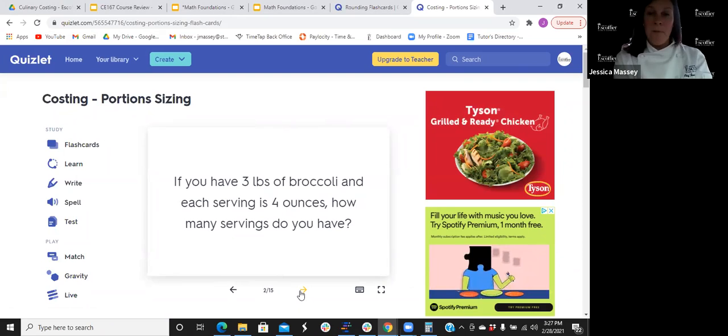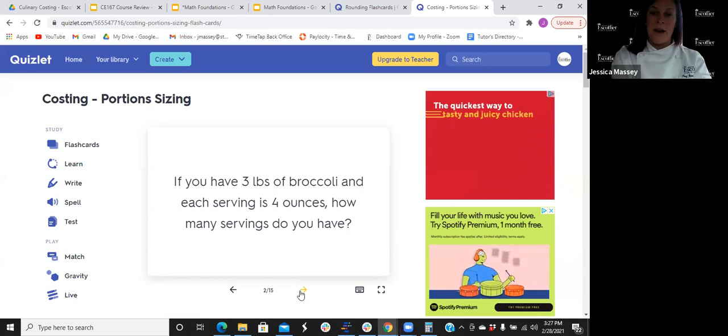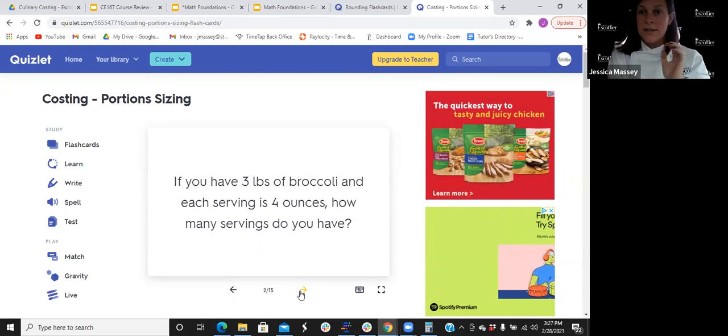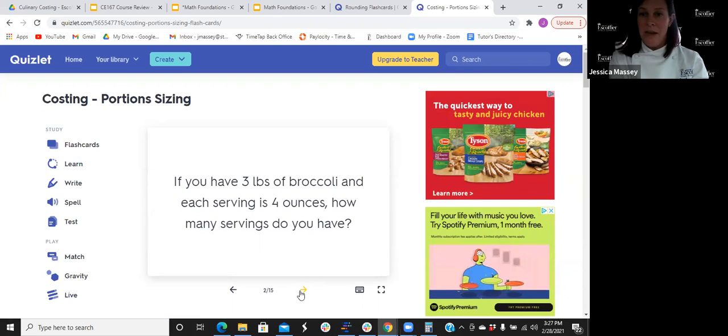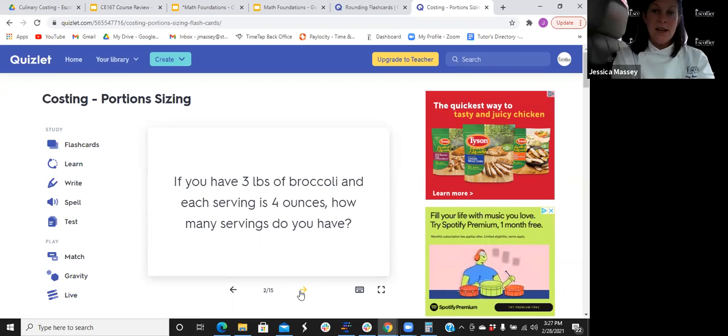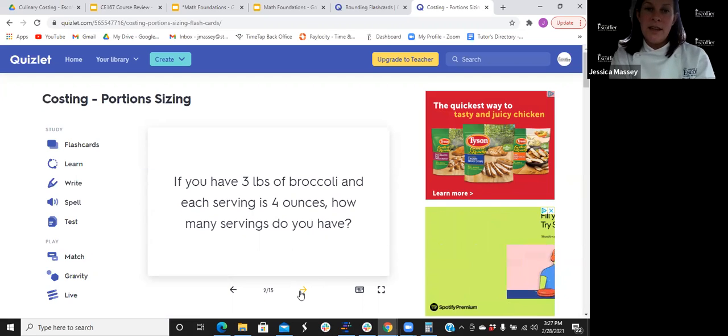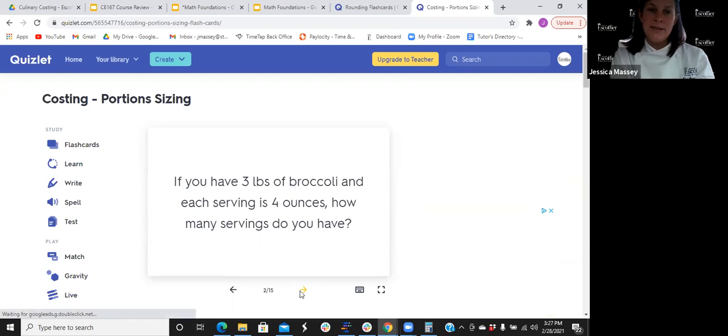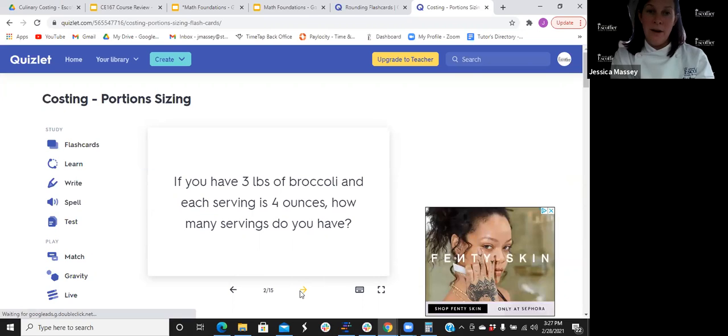So let's try a couple more problems before I open it up to questions. I hope you guys can still hear me okay. I don't hear any bad things, so far so good. If you have 3 pounds of broccoli and each serving is 4 ounces, how many servings do you have?